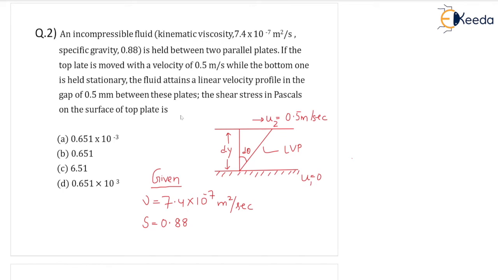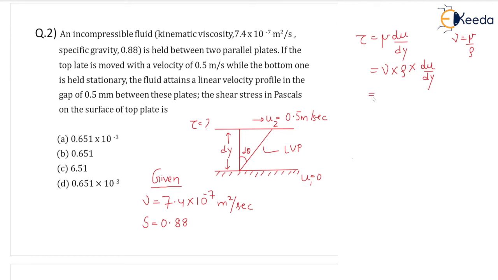And what is the question now? Find the shear stress in pascal. Tau we have to find out here on the top plate. So starting with the solution, your tau is equal to mu into du by dy. This is the general and most common formula for finding shear stress. But mu is not given directly. But we know the formula of kinematic viscosity: nu is equal to mu by rho. From this we can write mu is equal to nu into rho. Kinematic viscosity into density into du by dy. Correct?